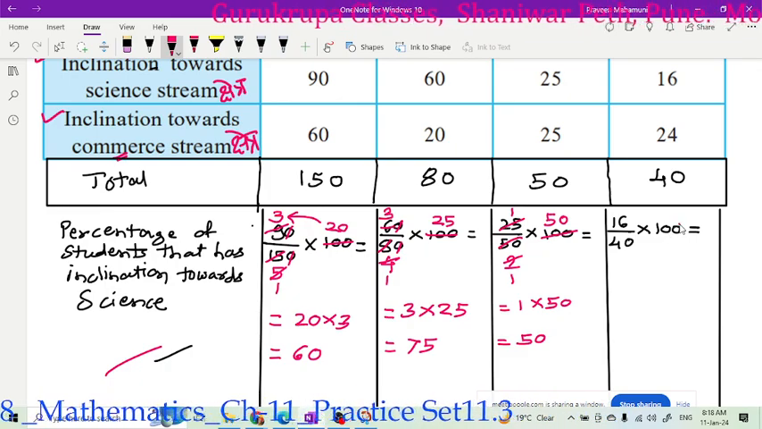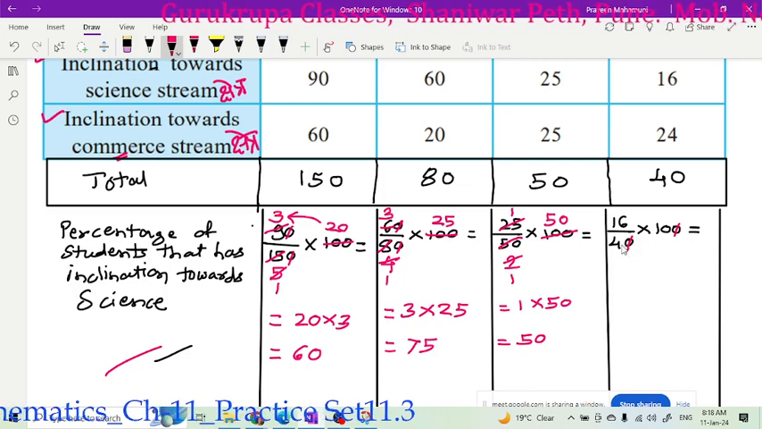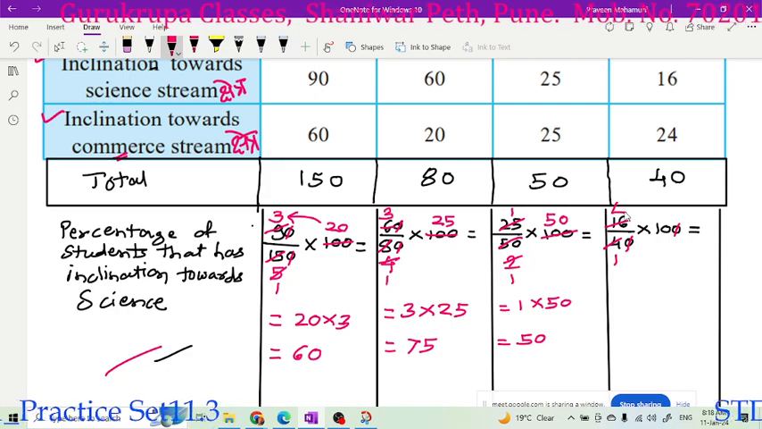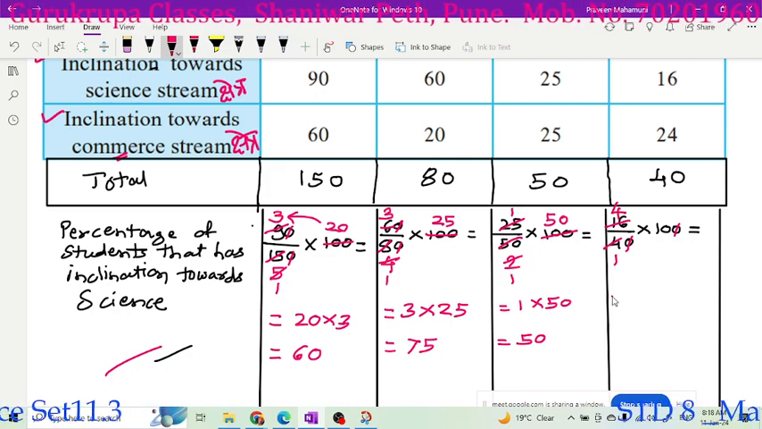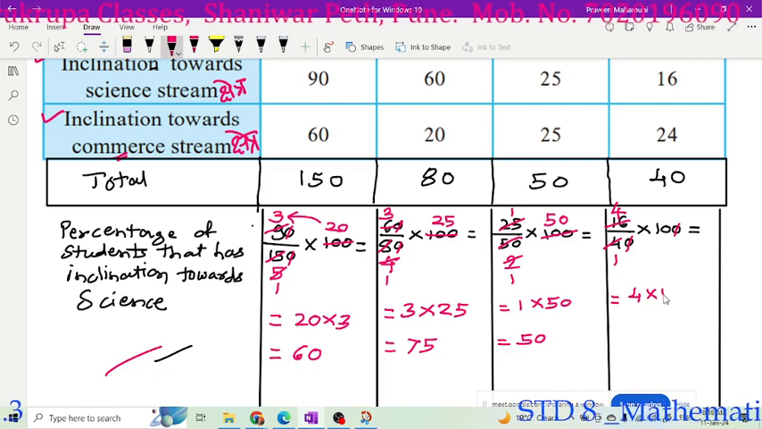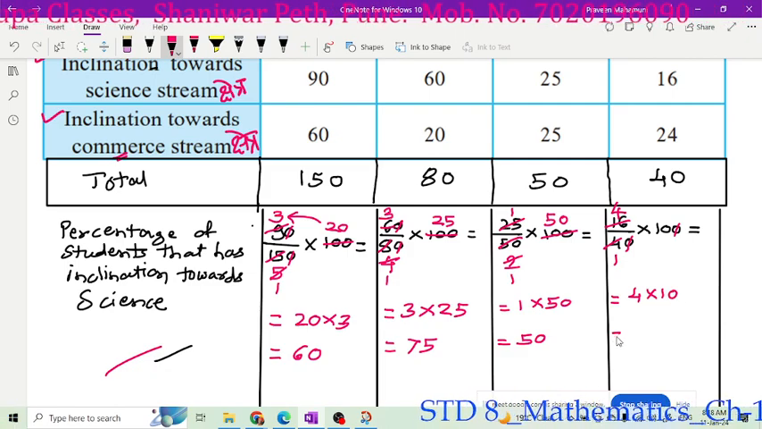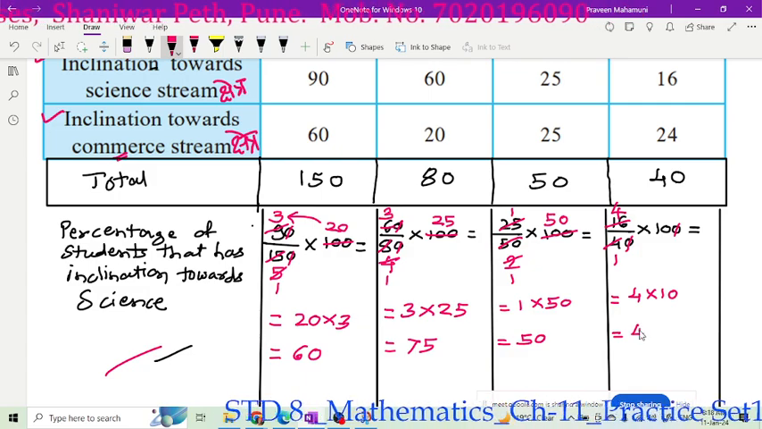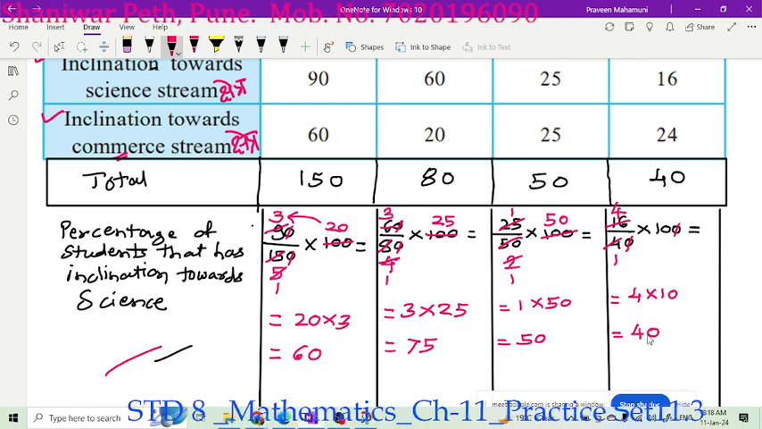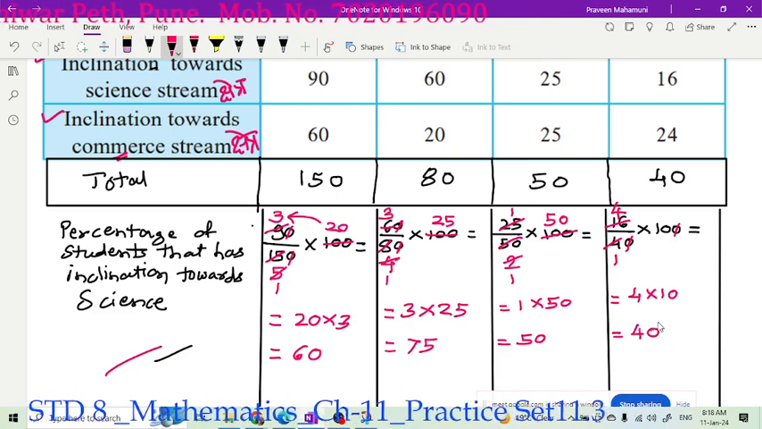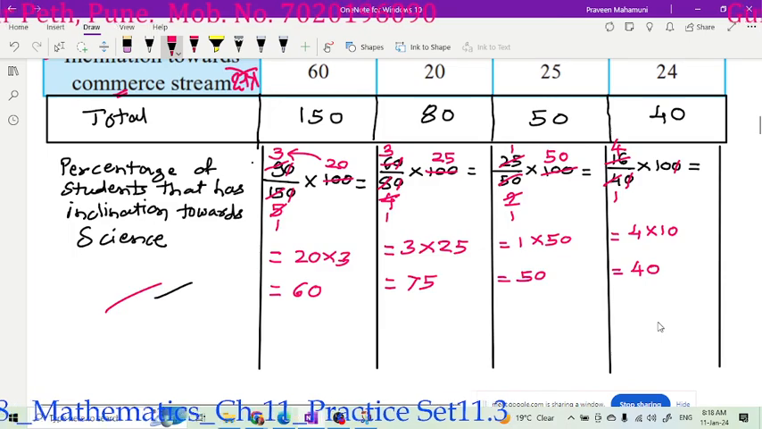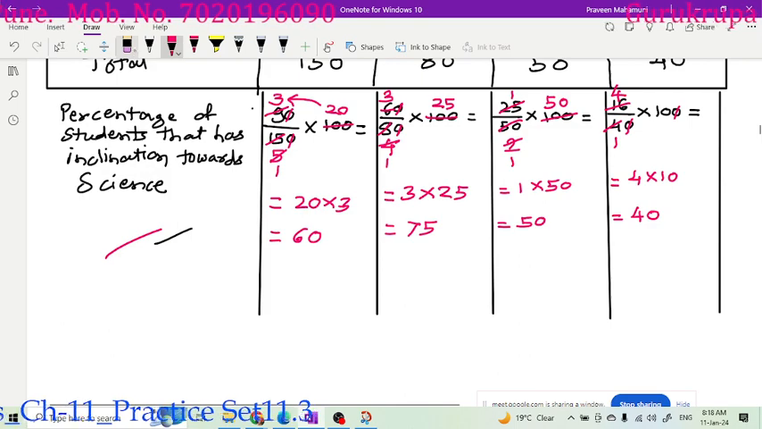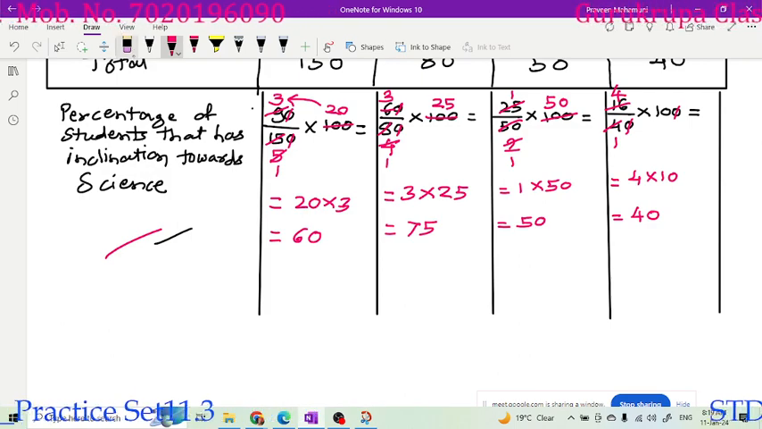Okay. Cancel the zeros of 100 and 40. 4 and 16 have a relation. 4 ones are 4, 4 4s are 16. So 4 into 10. Calculation-wise we get 4 into 10. 4 tens are 40. 40% of students want to join the science stream. So this is the table which we wanted to draw. Any question?